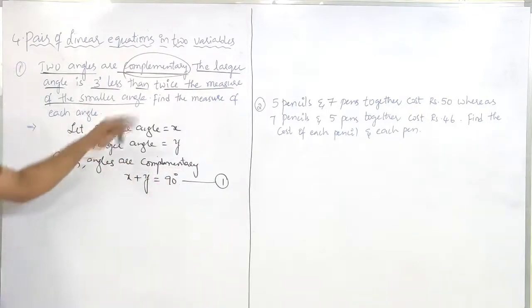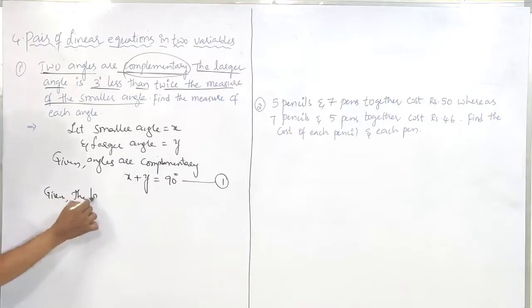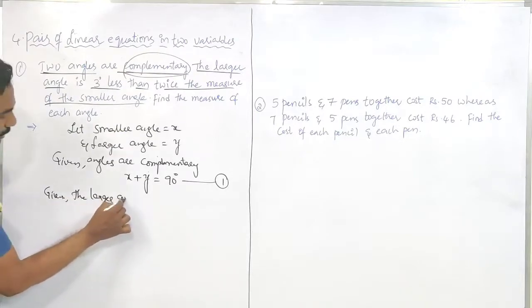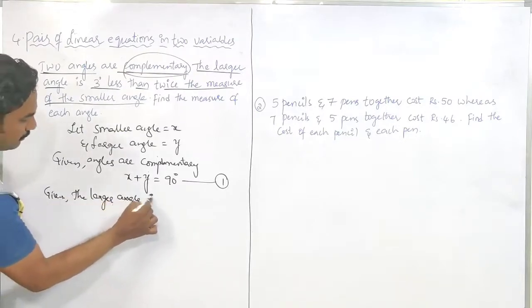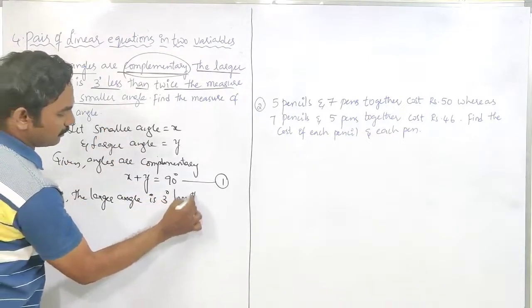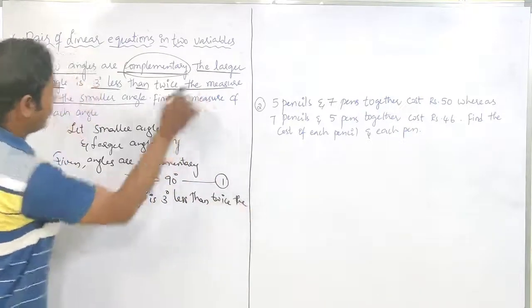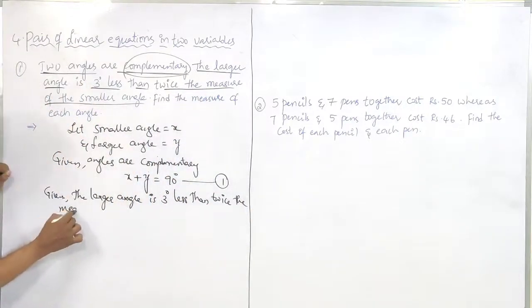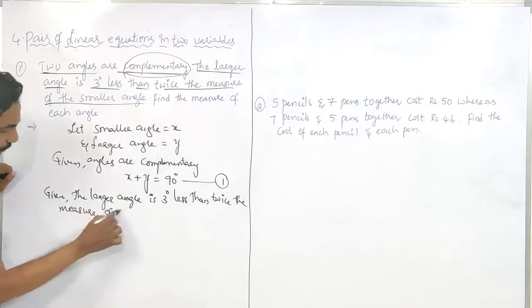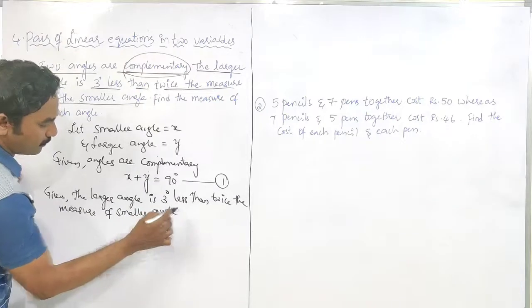Then what is the next sentence? The larger angle is 3 degrees less than twice the measure of the smaller angle. So what does it mean?